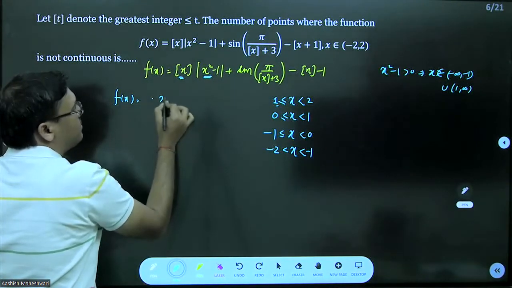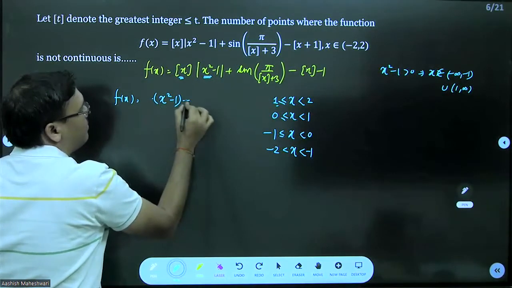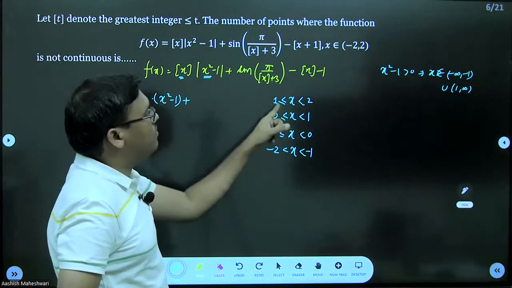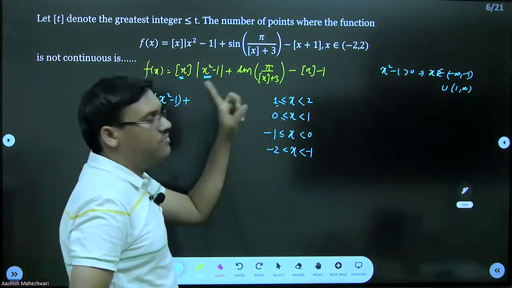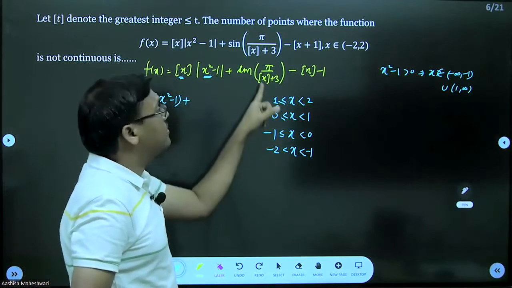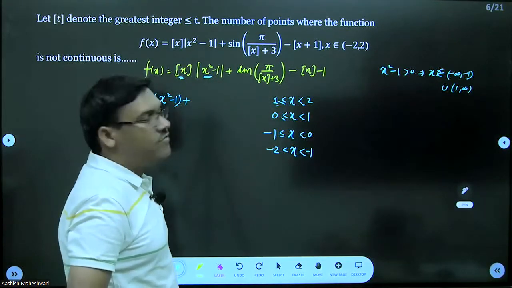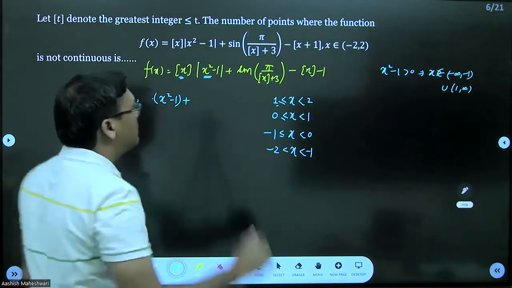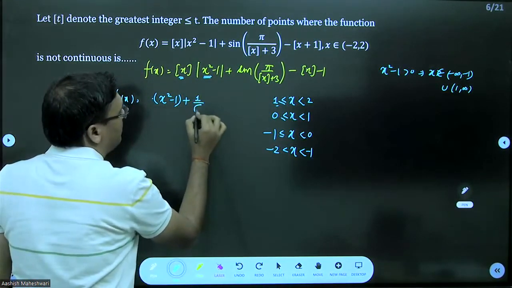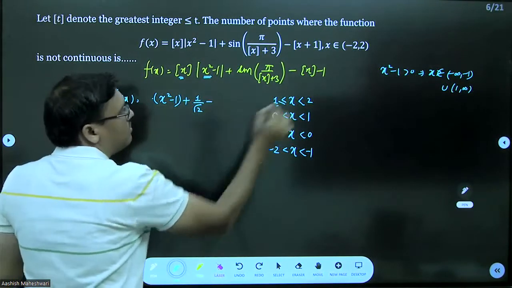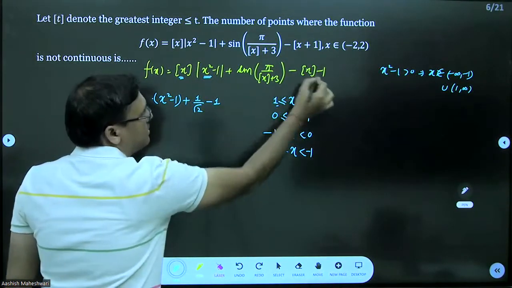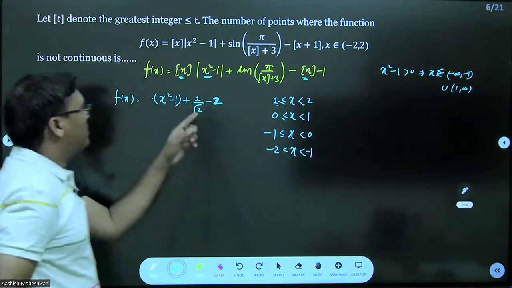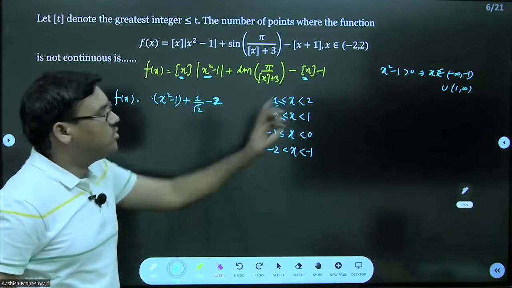This is positive, so this is x square minus 1 plus pi by 3. If x is between 1 and 2, the value of box x will be 1, so this becomes pi by 4. And sin pi by 4 is 1 by root 2. So make this 1 by root 2. This is minus 1, this is 1, so what does this basically become? Minus 2. Correct? So the function is defined between 1 and 2.